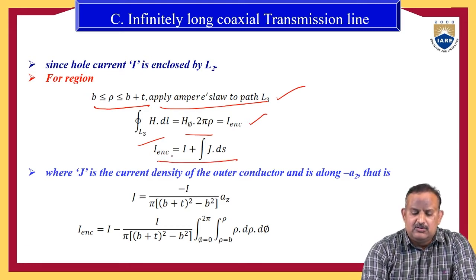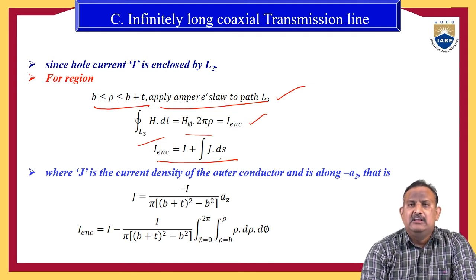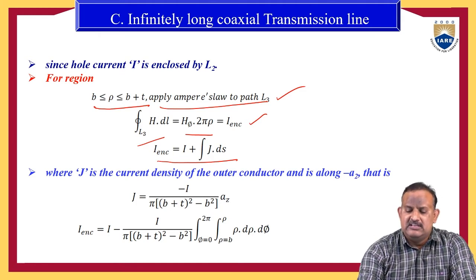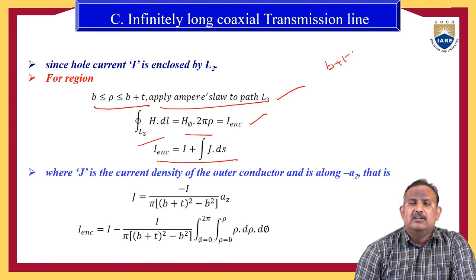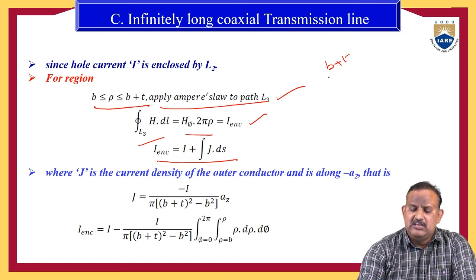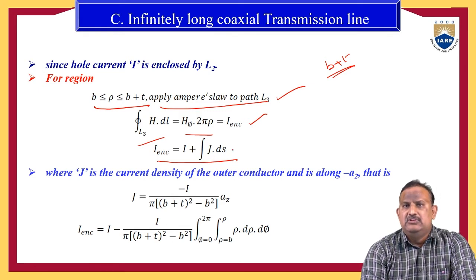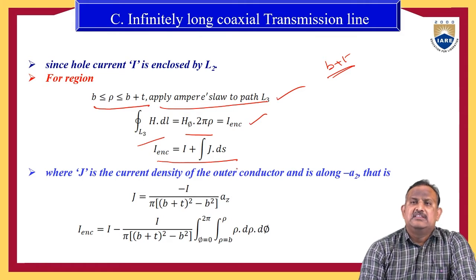So here I enclosed is equal to I plus the current density J into dS, because it is having some thickness, B plus T. Here we need to assume I enclosed is equal to I plus the surface integral of J·dS, where J is the current density. So here we can find out the current density directly.